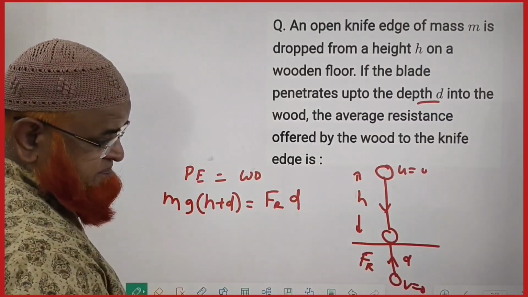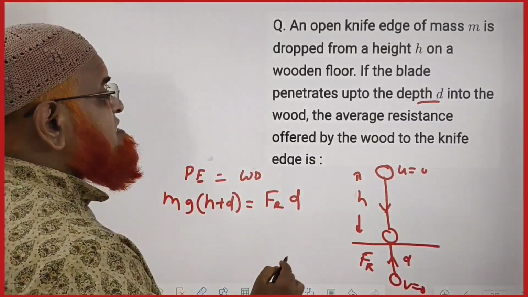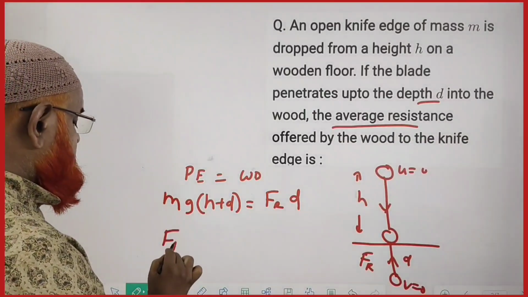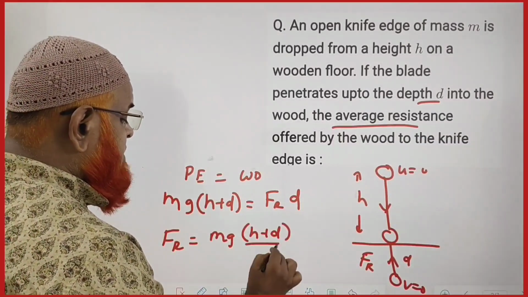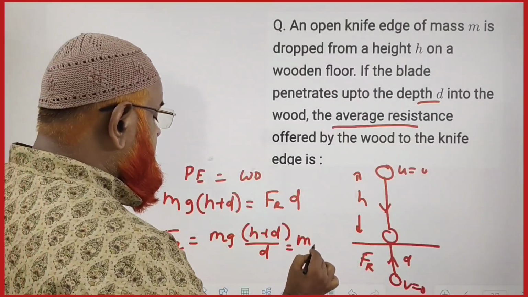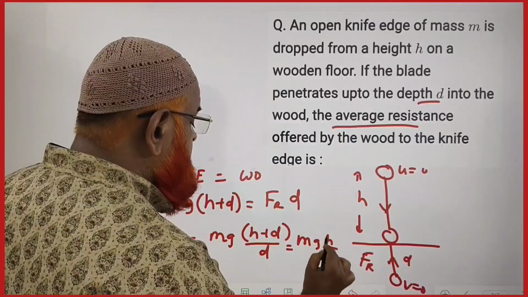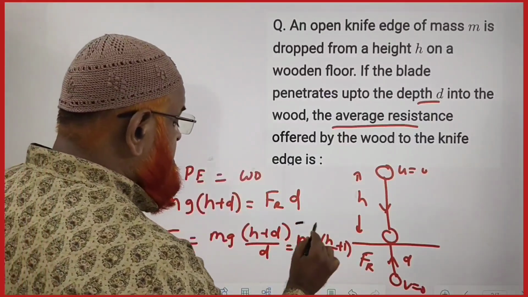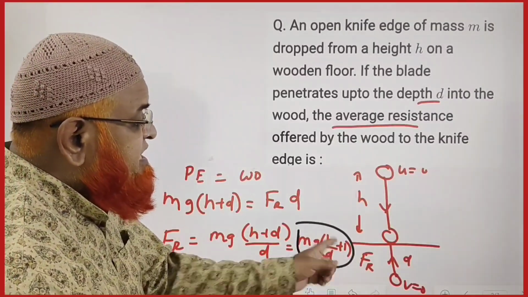Okay, resistive force work done is equal to force into distance, but here he is asking us to find out what is an average resistive force. So this is going to be the resistive force. Fr is equal to mg (h plus d) by d, which is nothing but mg (h by d plus 1). So this is going to be your final answer. ये हो गया आपका final answer. The resistive force is mg into (h by d plus 1).